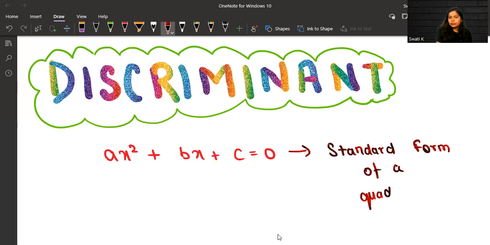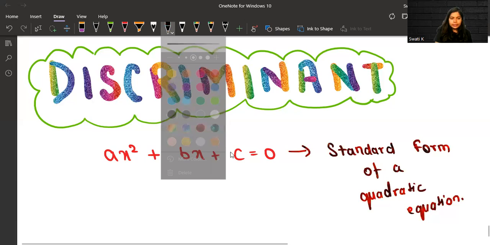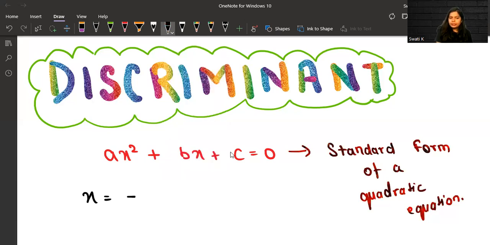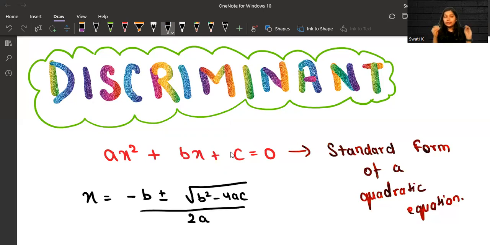Now I'm going to write down a formula here. Okay. So to find the value of x here, we have a formula, and that formula is this: x equals minus b plus minus root over b squared minus 4ac upon 2a. That's the formula to find the root of this quadratic equation. This x is nothing but the root. Now, what will be the nature of the root? That we decide using this word discriminant.